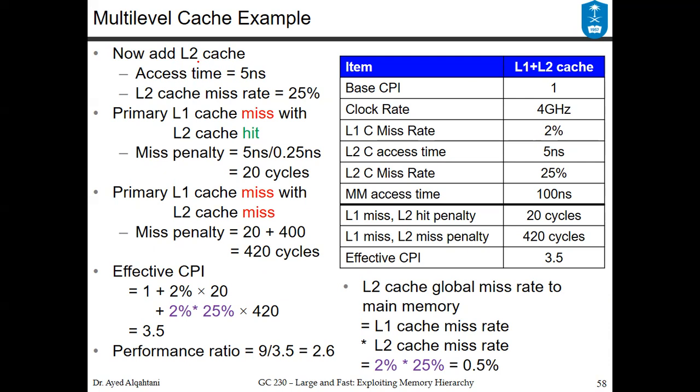If we say that the level 2 cache access time is 5 nanoseconds, notice that it's much less than the main memory access time, which is 100 nanoseconds. L2 takes only 5 nanoseconds because it's smaller in size and it's also faster. Now, if we assume that the level 2 cache miss rate is 25%. So the miss rate here is 25%.